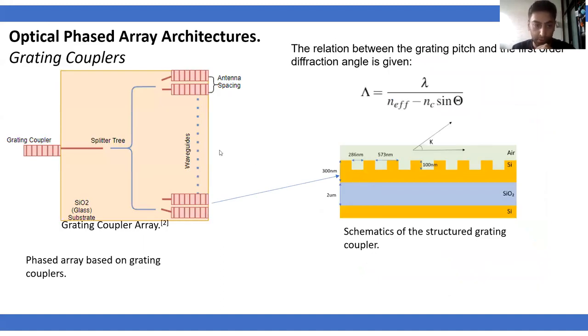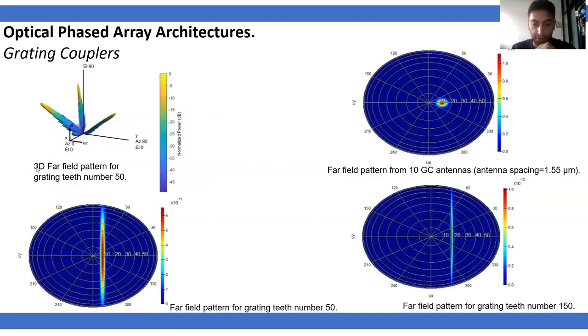Another system that was investigated is the grating coupler phased array, and the schematic structure of the grating coupler is given here. So it was simulated for this structure, and the angle of emission in the grating coupler is given by the Bragg condition. By varying the period of the grating teeth in the grating coupler, we can have the radiation in the desired angle. And these are just the far field from several parameters of the grating coupler.